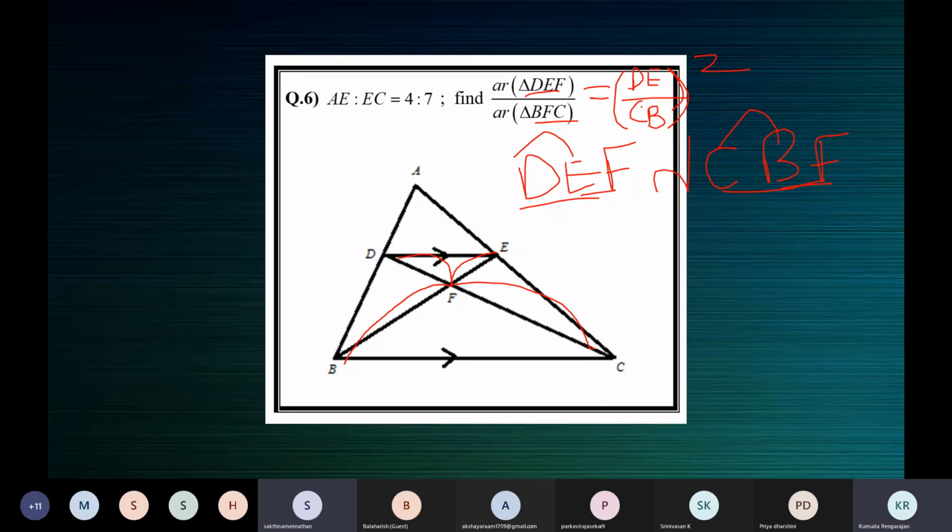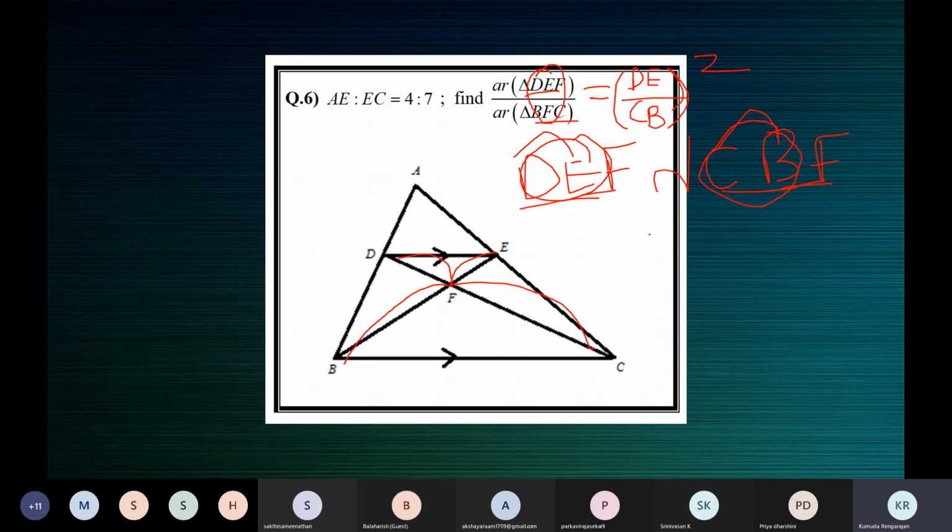So these two triangles are similar. So the ratio of their areas is equal to the square of the ratio of their corresponding sides. Corresponding sides, children, are not DE and BF. Please, they are DE and CB. So DE by CB the whole square.